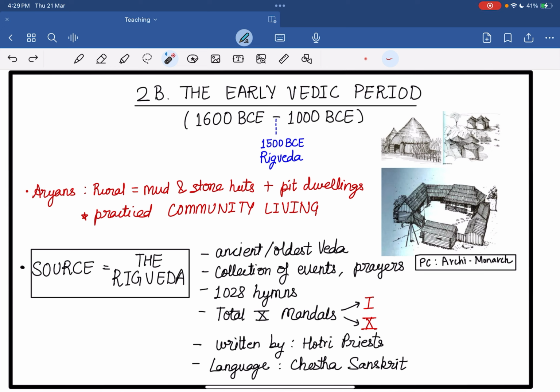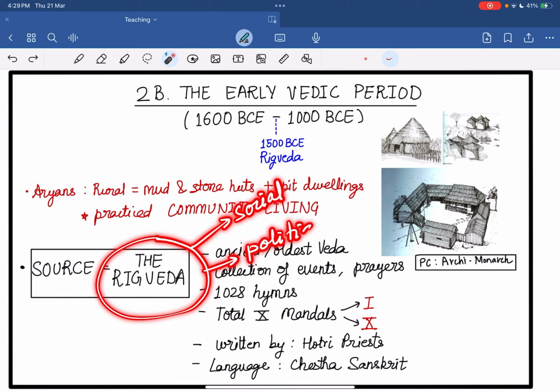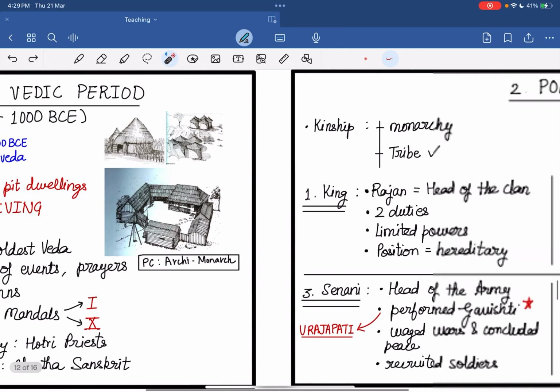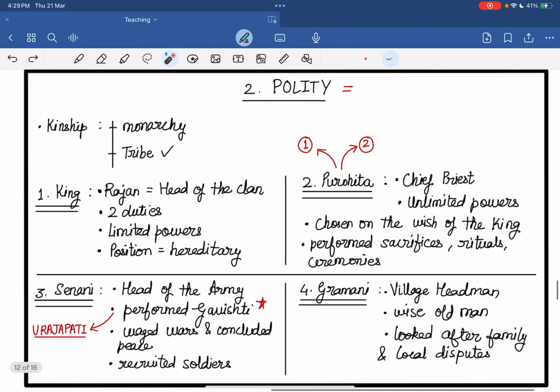And as we already saw, it is via the Rig Veda that we're going to look into the social life, the political structure, and the economic background of the early Vedic Aryans. So we can also say that the Rig Veda deals with the political, economic, social and religious lives of the Aryans. Let's move forward to the polity, the political structure of the early Vedic period.